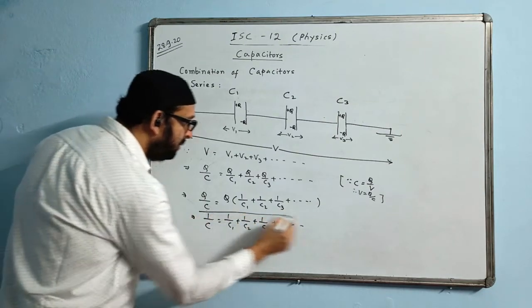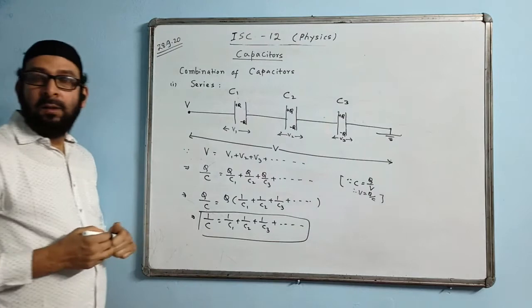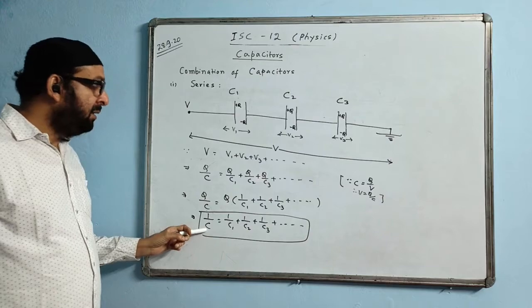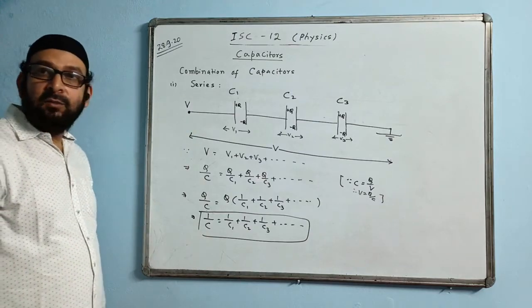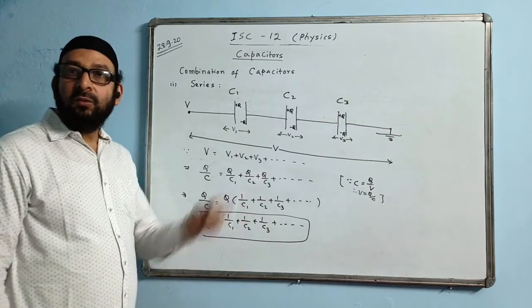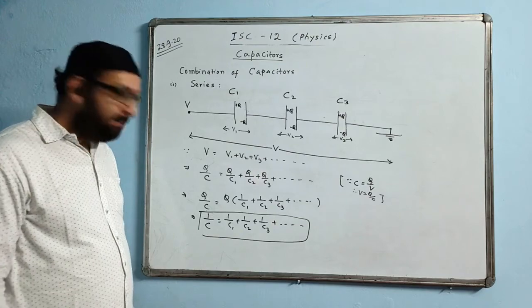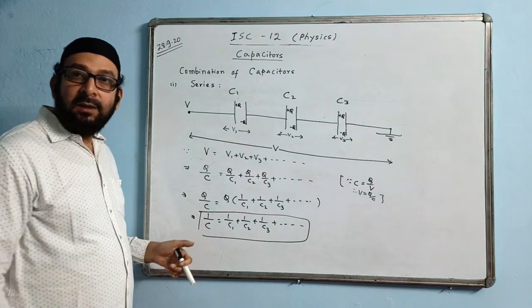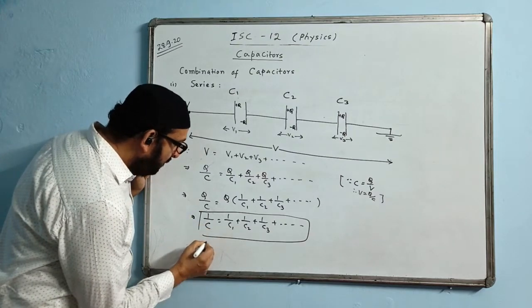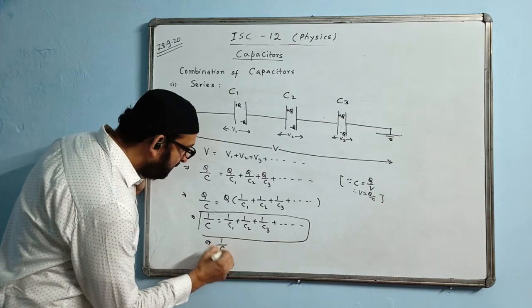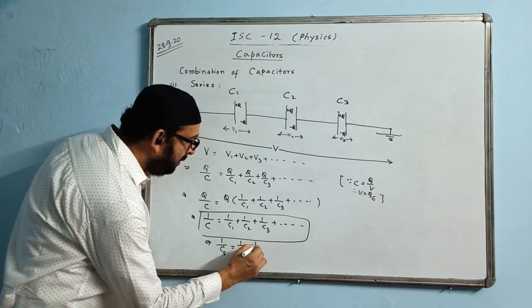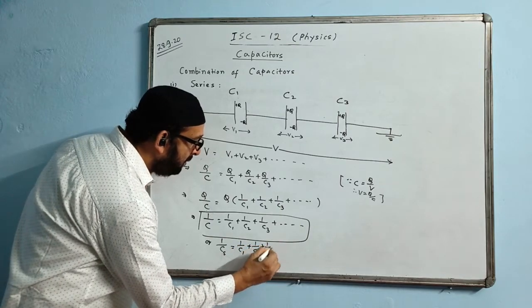So this becomes the formula. This is the formula of total capacitance C in series combination. 1 by C is equal to 1 by C1 plus 1 by C2 plus 1 by C3 and so on, like this. This C means the total capacitance in series, that we can denote by CS, or we write here 1 by CS. CS means series combination. Formula is like this: 1 by C1, 1 by C2, 1 by C3, and total.